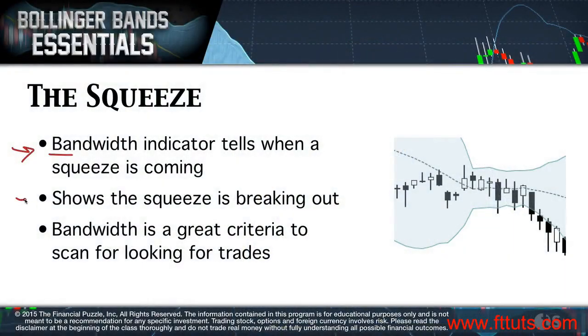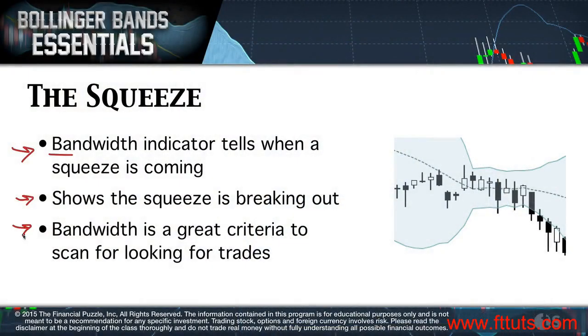It also shows us the squeeze is breaking out. As the squeeze starts to break, you're going to see the bandwidth start to turn up and show that expansion, so that will also be an indication that you can get here with the bandwidth. And again, as I've mentioned a couple of times, bandwidth is a great criteria to scan for to go find some of these squeeze plays that might be out there.